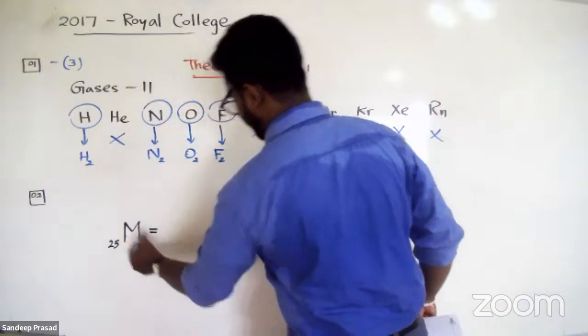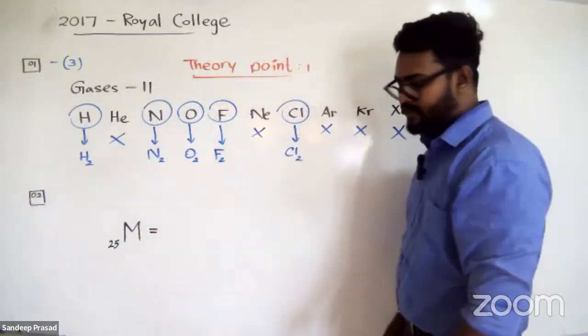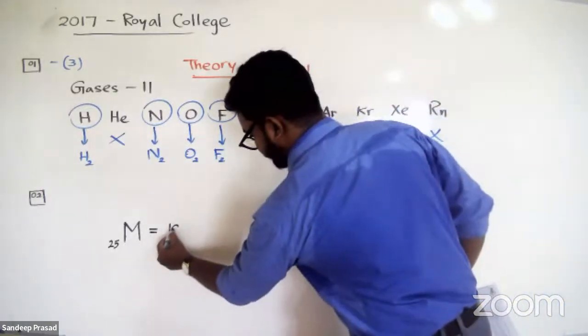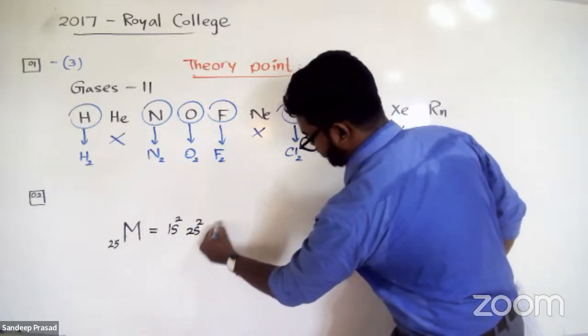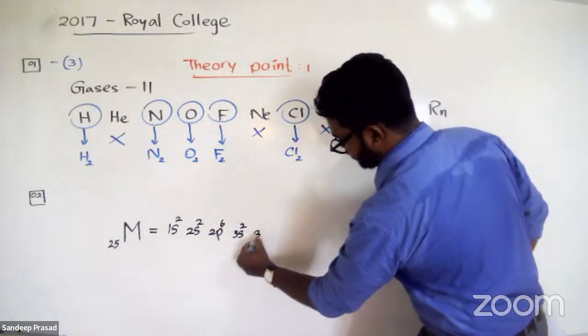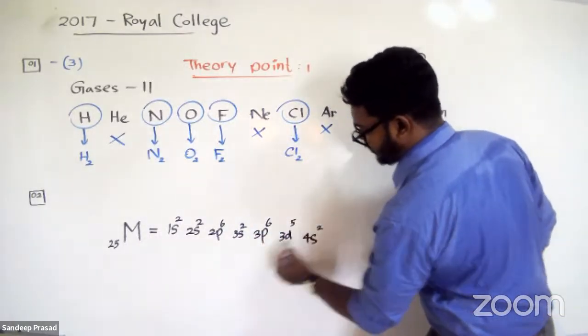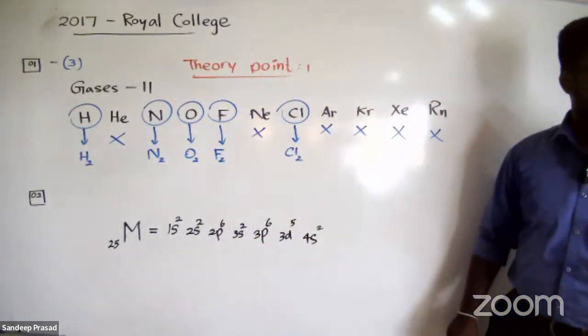First of all, let's write down the configuration for atomic number 25. We have learned the electron configuration. Can you remember? So the electron configuration for atomic number 25 is 1s2, 2s2, 2p6, 3s2, 3p6, 3d5, 4s2. So you can count here 10, 20, 25. So 25 electrons are there.